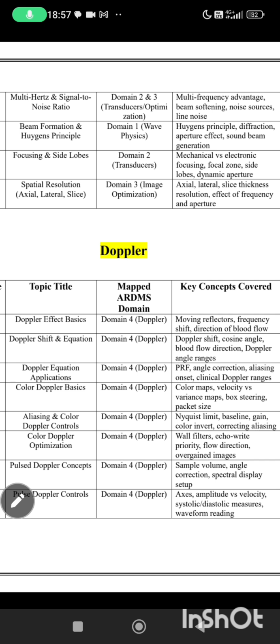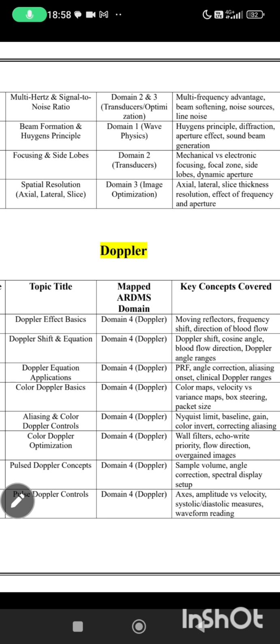So amplitude is displayed on the z-axis, and the gain setting changes the amplitude. You should also know what happens when the gain is too low and what happens if the gain is too high. When gain is too high, there are background echoes. Also, primary and secondary controls are very important for both color and spectral Doppler. In color Doppler, you should see the maximum images.